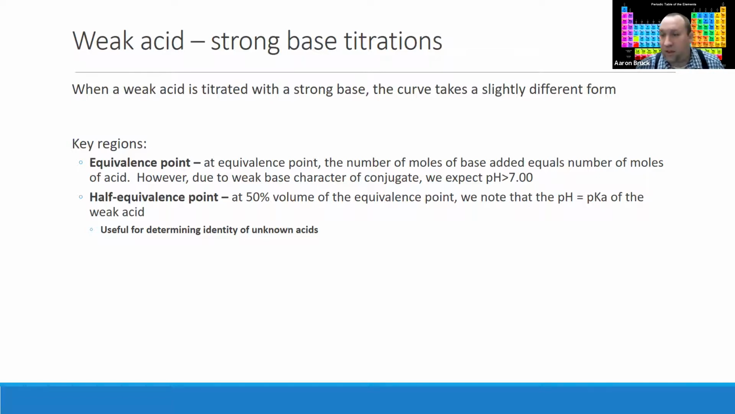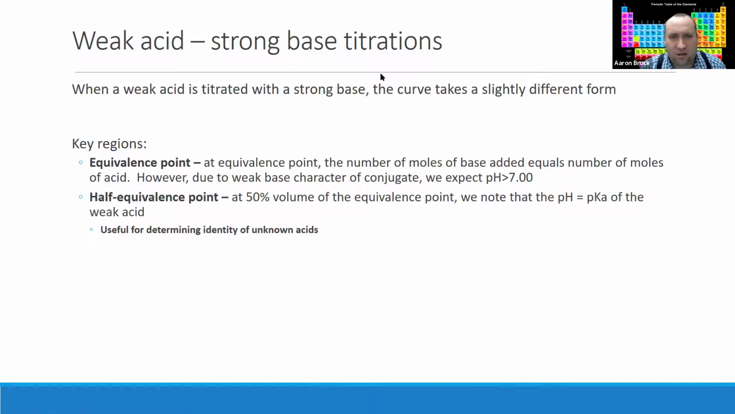Now, the other important thing, and this is something that we utilized in that thermodynamics of a dissociation lab, is the half-equivalence point. So if it takes me 20 milliliters, for example, to go from the start of titration to the equivalence point, at half of that volume, so 10 milliliters, what we get is something called the half equivalence point. And at the half equivalence point, the pH of the solution is equal to the pKa of that acid.